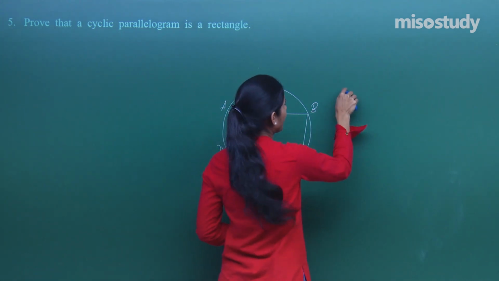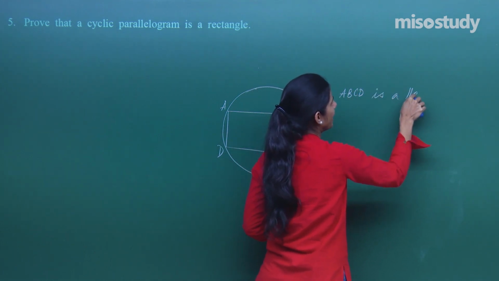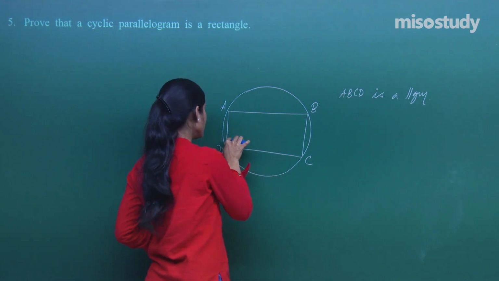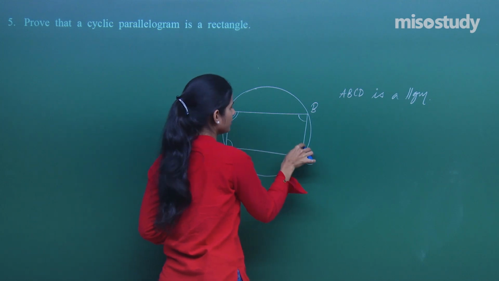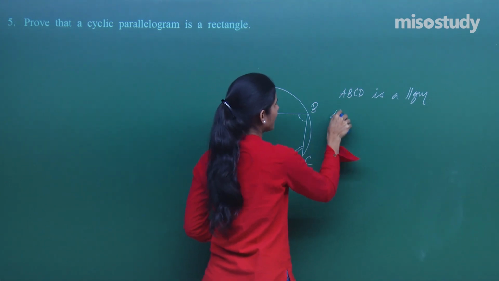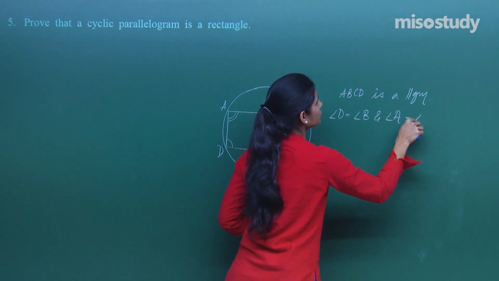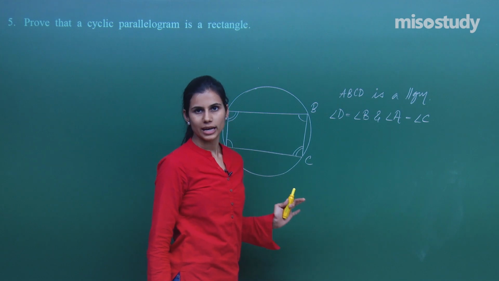ABCD is a parallelogram means what? Opposite angles are equal in measure. So this is equal to this, this is equal to this. So you have angle D is equal to angle B and angle A is equal to angle C. This is from the fact that ABCD is a parallelogram.